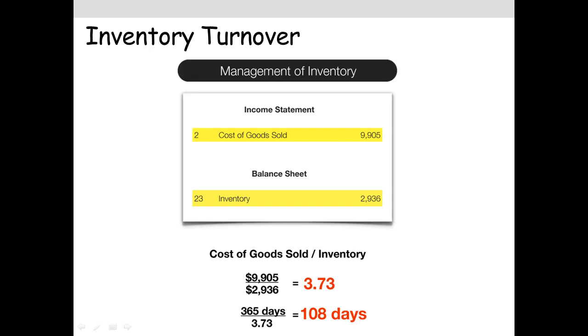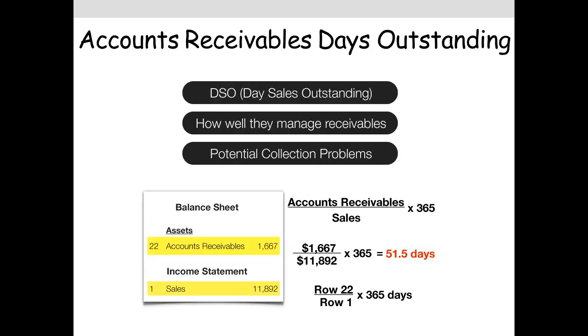Next we move on to accounts receivable days outstanding, which is DSO, days sales outstanding. With this we want to see how they manage the receivables and the potential collection problems. Accounts receivable days outstanding equals accounts receivable divided by sales, and since it is in days, we multiply by 365. If it is a leap year, 366.